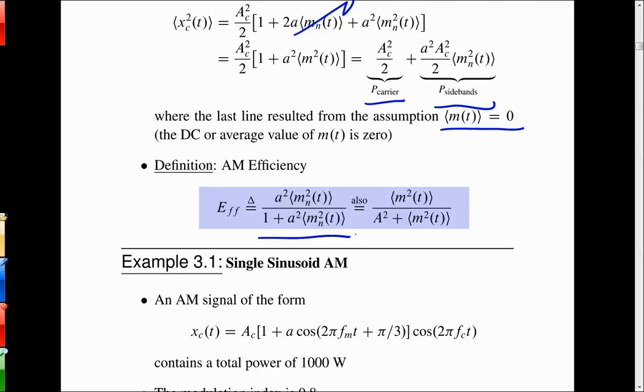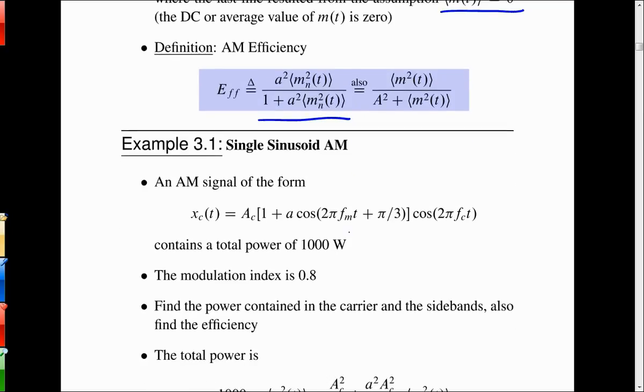There are cancellations that have been included in there. The AC squareds have gone away because they're in both terms, and the 2's have gone away. And then you can massage it a little bit and get it into that second form if you want to. I really like this first form better because the modulation index is exposed, and that way you can see the impact of that in the analysis.